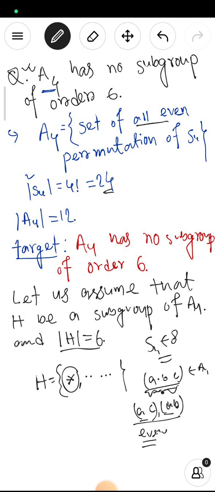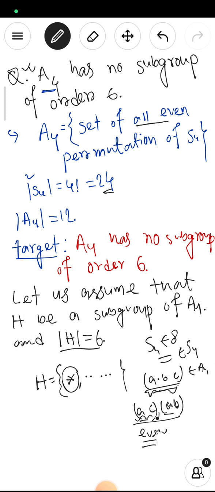Understand? A 3-cycle forms an even permutation, because we can write a 3-cycle as 2 transpositions. See here, I am writing this. If I take a 3-cycle from S4, this belongs to S4. Okay, (A B C), these are 3-length cycles. I can write this as (AC)(AB).